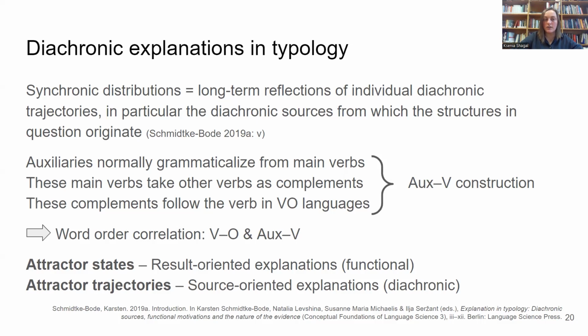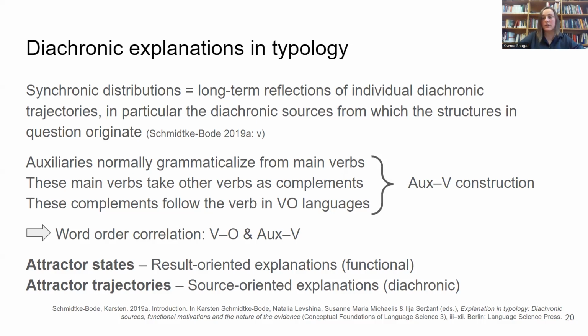So basically the difference between those two types of explanations is that the hardcore functional explanations are interested in attractor states. So they are result-oriented explanations. Languages want to get to a certain point, so this is why they develop in a certain way. While diachronic explanations are more interested in the so-called attractor trajectories. So basically, we are interested in recurrent patterns that occur in diachrony, and they lead to certain results.